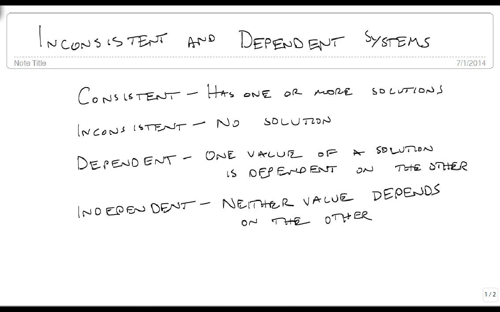Independent, on the other hand, means that there's only one answer and we can find it either way. The x doesn't really depend on a specific y and the y doesn't depend on a specific x. There's only one point x, y that makes all of the equations true.